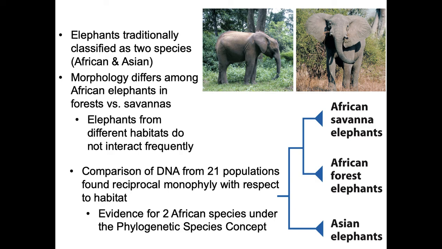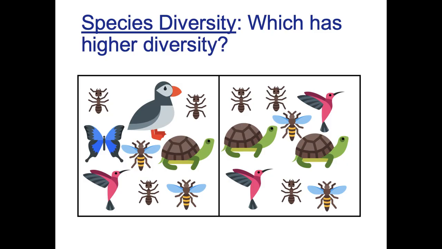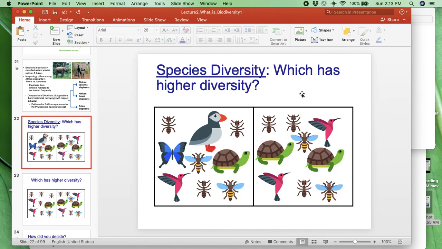And they've gone on to do the same thing with giraffes, where they used to think there was only one or two giraffe species. It turns out there's more than that. And so we're learning a lot by doing these genetic analyses and doing the phylogenetics about what species actually are. So I will stop there.